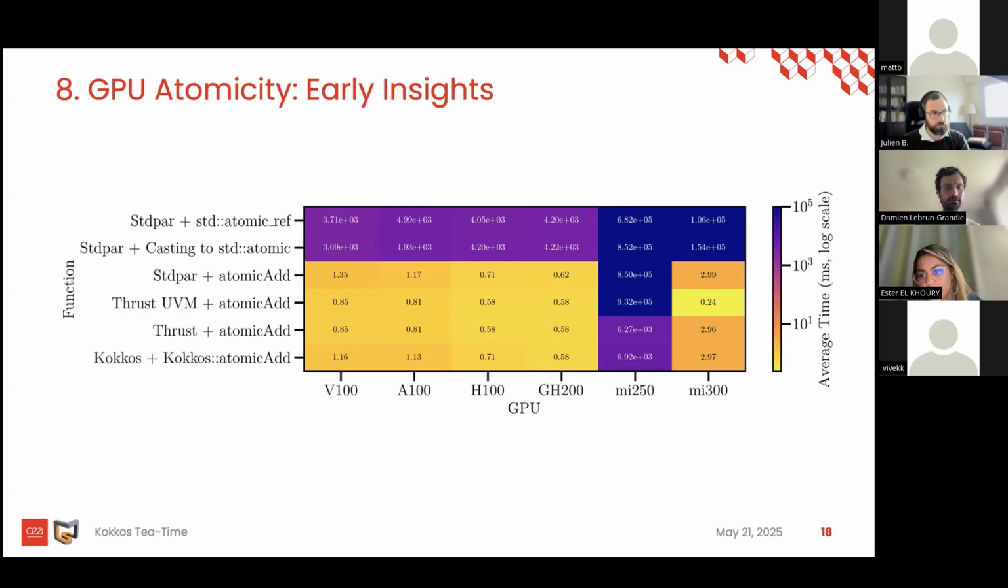But the fact this is so big, I wonder if they're being very, very strict and using something like system scope, whereas the atomics in Kokkos only have a device scope. You should probably look more in detail at what they have underneath the hood and see whether you're really comparing apples with oranges. Yeah. Okay.